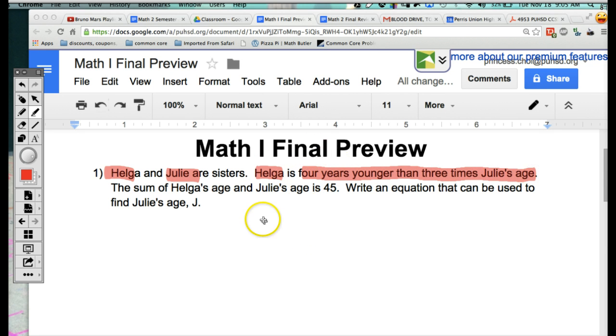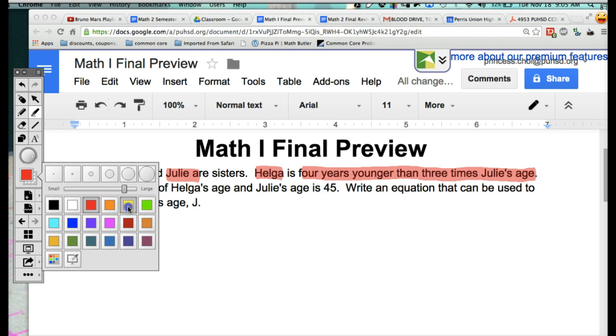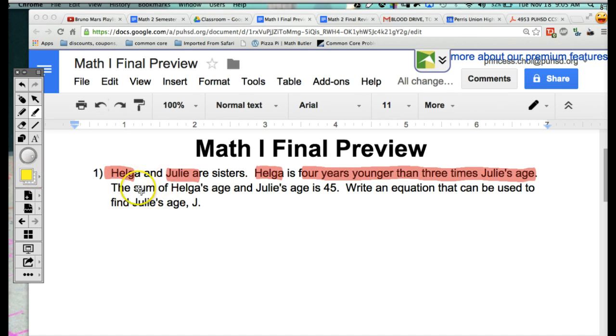And Miss Choi got so confused right here. But that's okay because I know you're smart, so you can help me out here. And then the sum of Helga's age and Julie's age is 45. So I guess I need to highlight the word sum. And oh, here's the most important part. What does the question say?